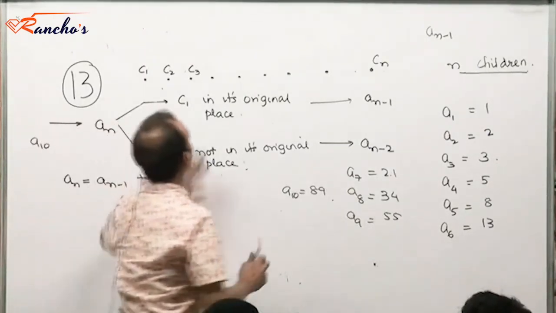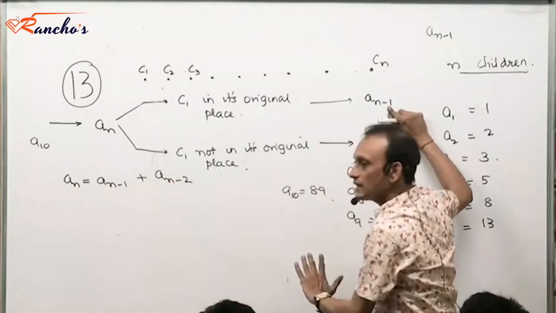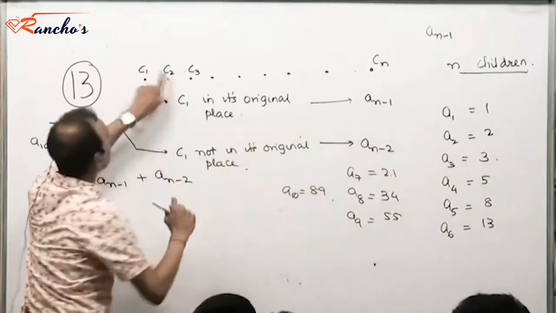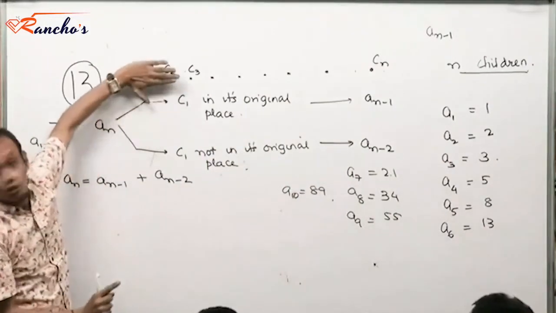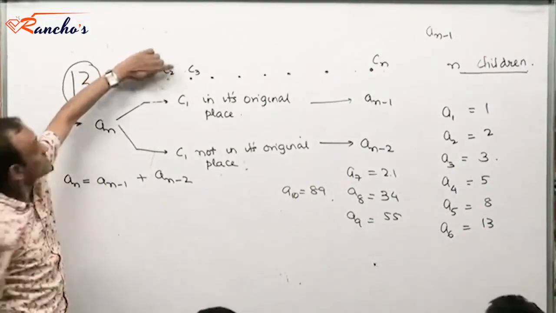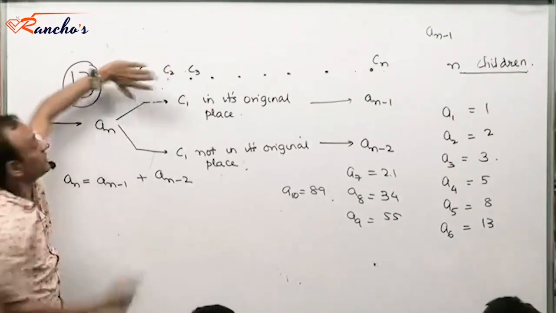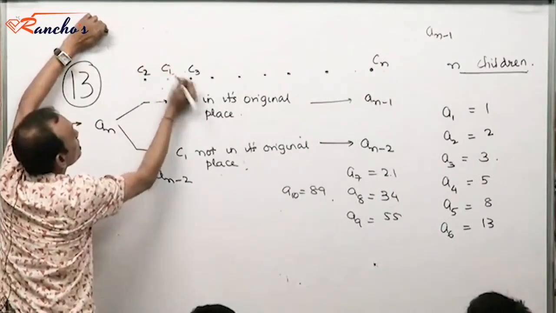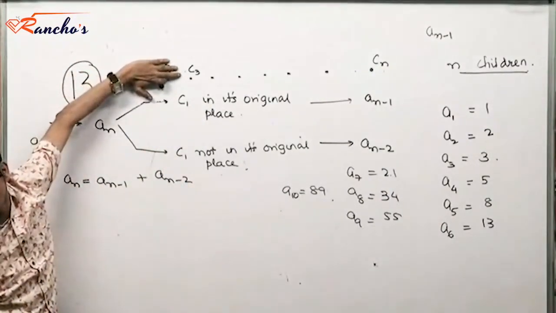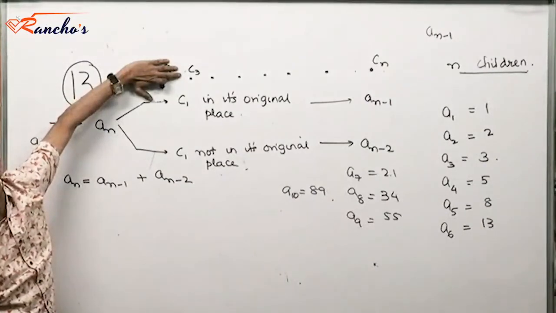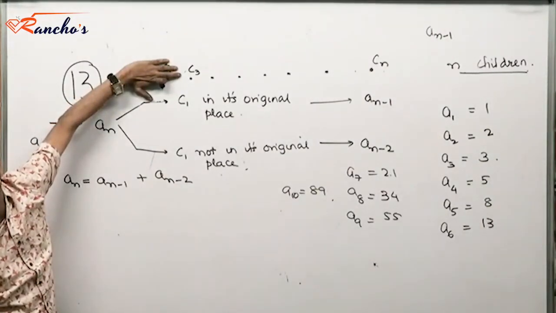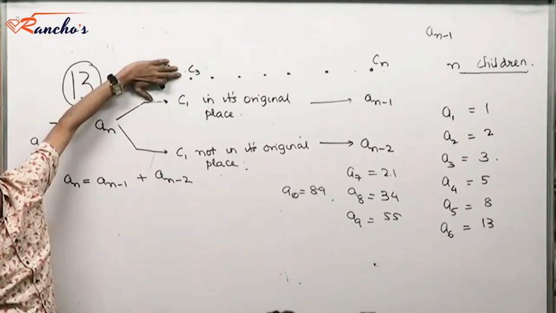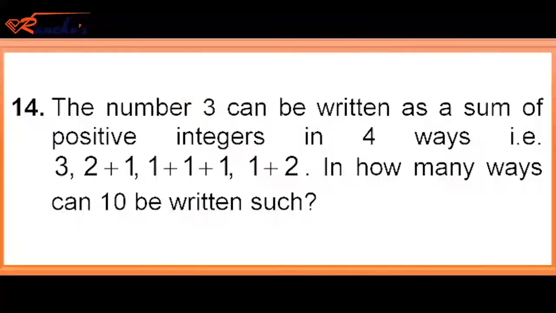See, when C1 is in its original place, A(n-1). When C1 is not in its original place, that means C1 goes here and C2 comes here. Right? That means C2 here and C1 here. Then you are not doing anything. Then you have brought C2 to this place and you have brought C1 to this place. Right? Now with this in place, how many children can you play around with? N minus 2 children. Right? In how many ways? A(n-2) ways. Yes or no? Got me?